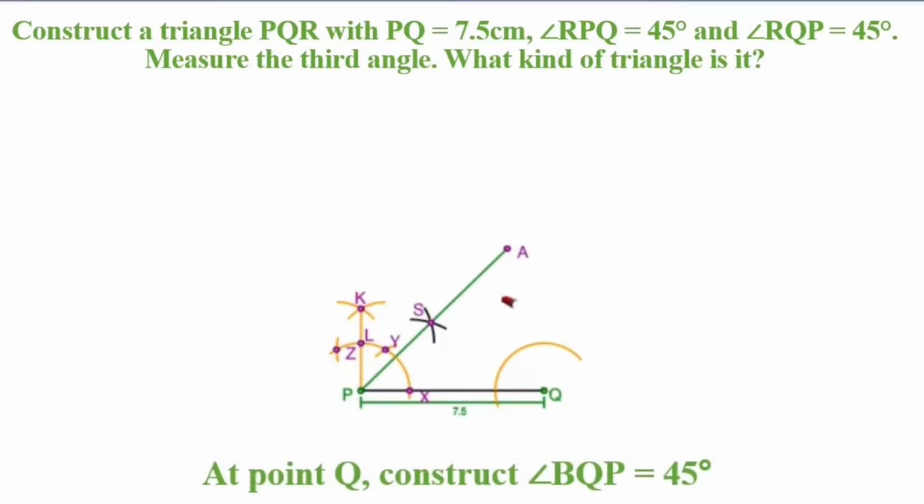So with Q as center and any radius, I make an arc. Wherever this arc intersects the line segment PQ, I mark it as point M. With M as center and the same radius, I make an arc to intersect the previous arc at point N. Then with N as center and without changing the radius, I make the third arc to intersect the first arc at point O. Now again, angle NQO will be equal to 60 degrees. I will bisect NQO. So with N as center and any radius, I make an arc. With O as center and the same radius, I make another arc to intersect the previous arc at point C.